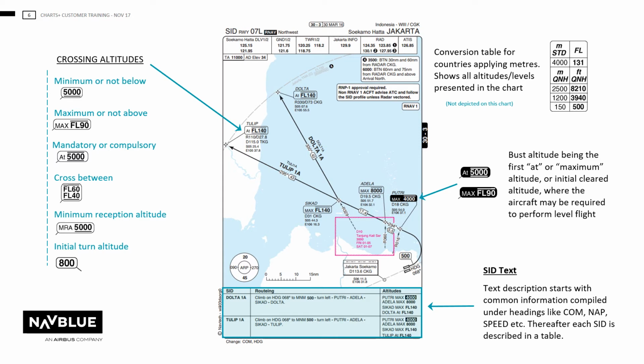The text will be in a table consisting of columns with a heading. The heading may vary depending on the procedure. Text information common for all parts of the procedure, such as notes, speeds, noise abatement, and communications, can be included in a box above the SID text that is not depicted on this chart.